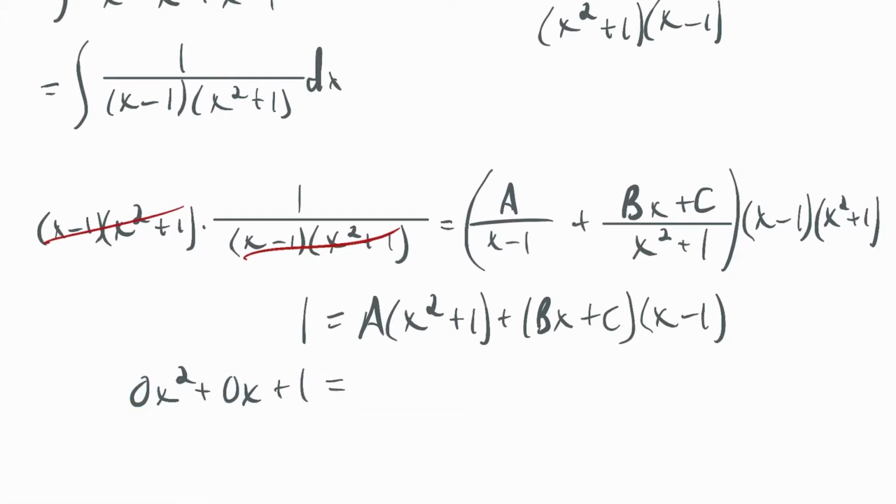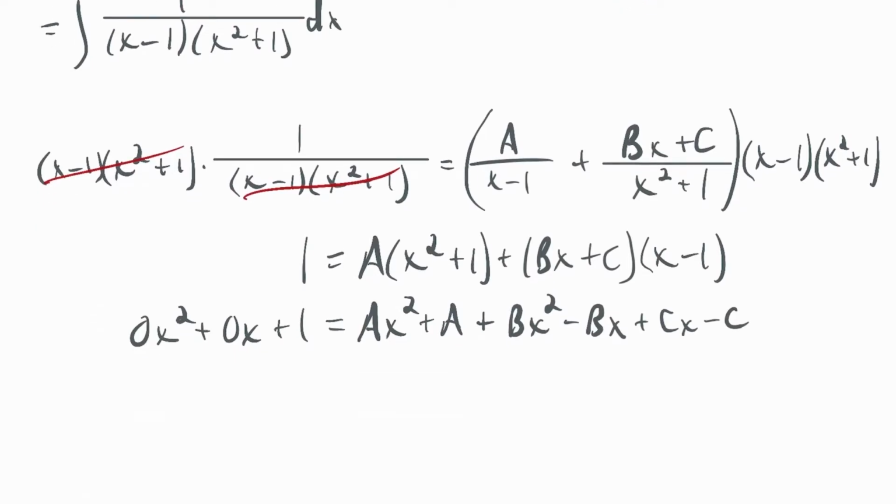And on the right, I'll have ax squared plus a. I'm just distributing. Plus, now I'm foiling, right? So bx squared minus bx plus cx minus c. On the left, I'll just copy what I have. On the right, I'll combine like terms. So I've got two quadratic terms. So I'm going to have a plus b in parentheses times x squared.